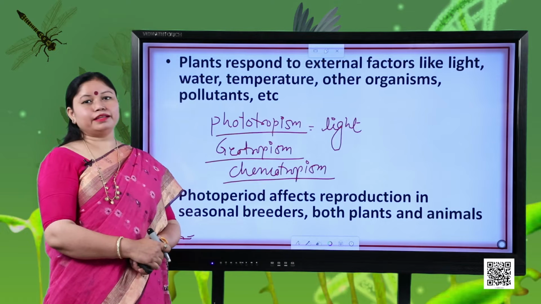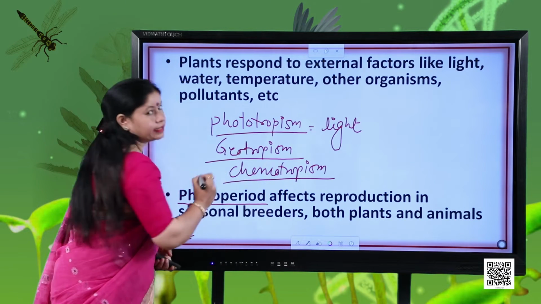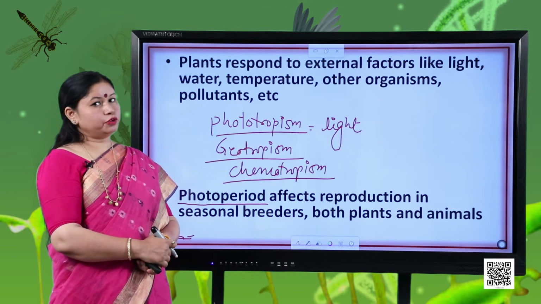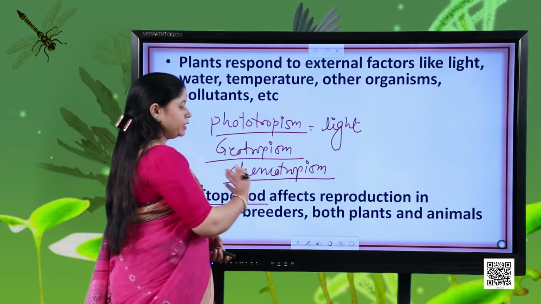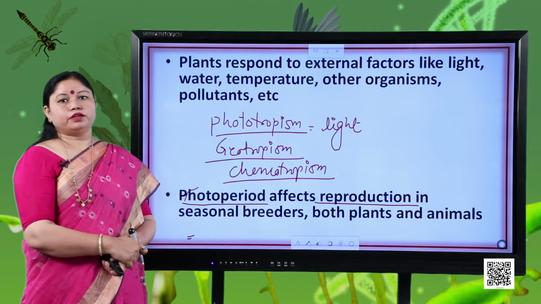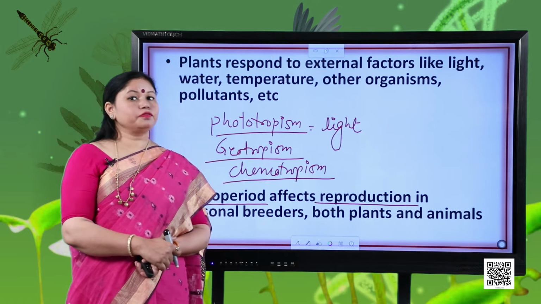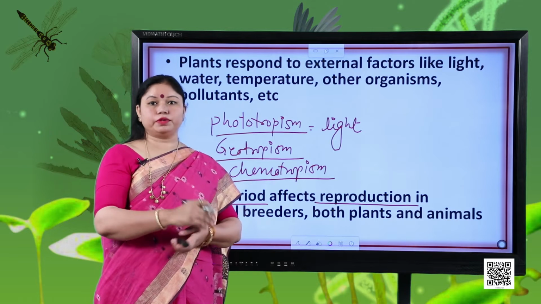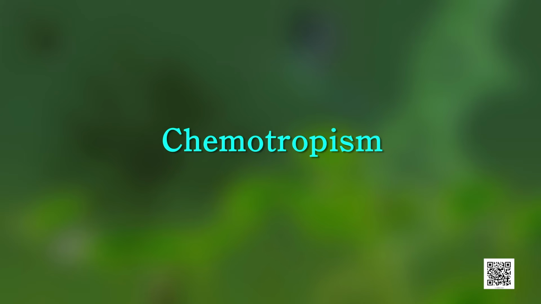Let us understand another kind of response shown by both plants and animals, that is the response towards photoperiod. Photoperiod is the duration of the light and dark period available to plants and animals, and this period actually affects the reproduction in seasonal breeders. You might have noticed that flowers bloom in a particular season of the year. Butterflies also, you must have observed them in large numbers during spring. Animals also breed at a particular time of the year.